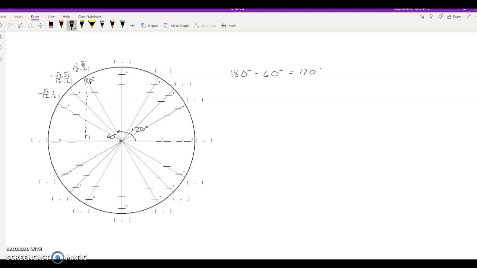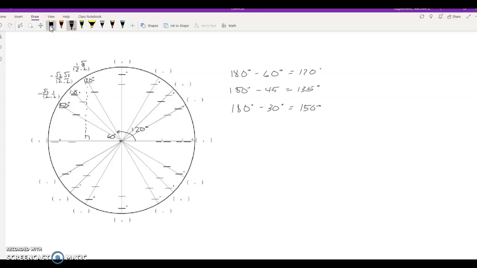And we can continue that pattern to our other two angles right here. So if this is 120 degrees, this should correspond to 45. So if I do 180 minus 45, I get 135 degrees for this angle. And then this triangle right here, this is 30 degrees. So I do 180 minus 30, and I can get my second quadrant angle as 150 degrees.